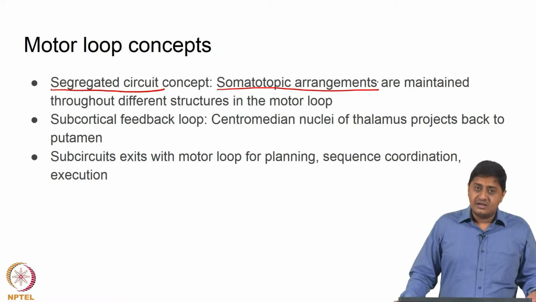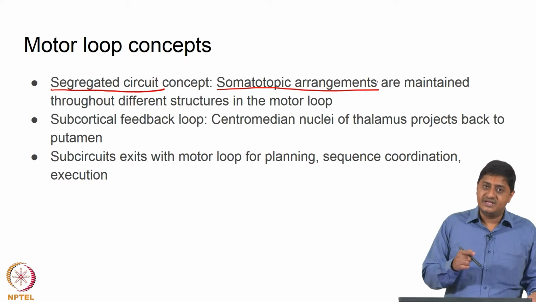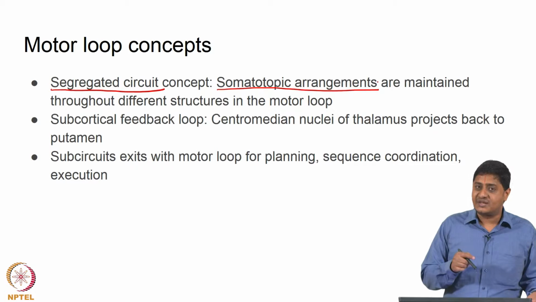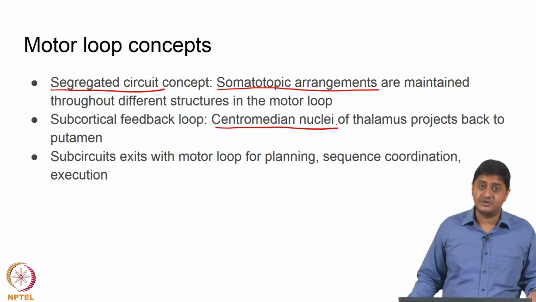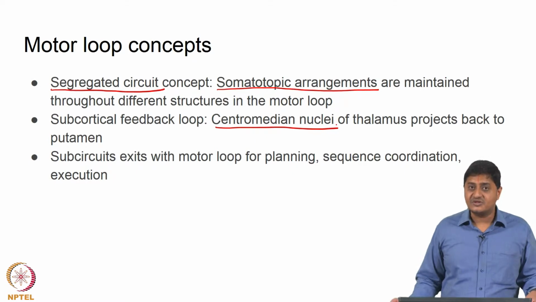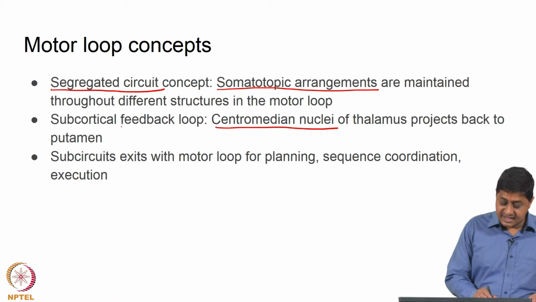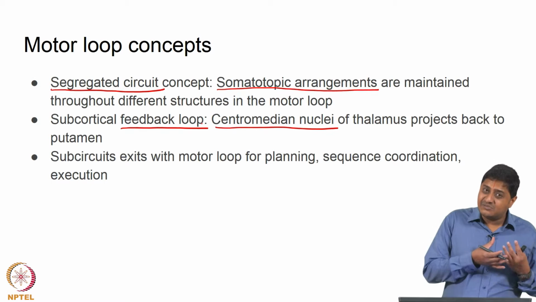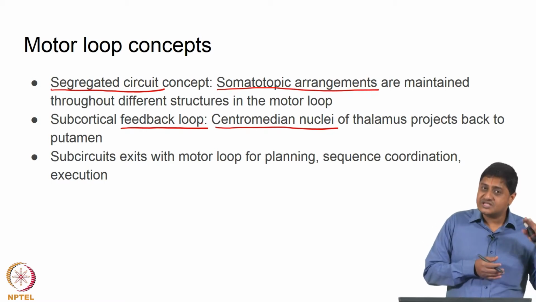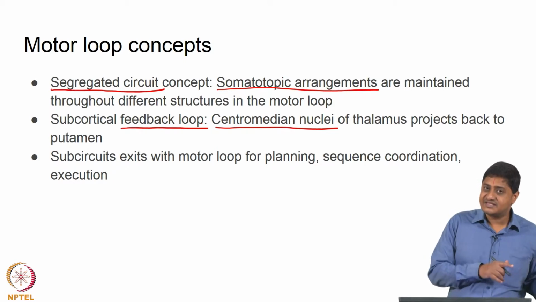And not just that, the thalamus projects to the cortex, that is the major output of the thalamus, but a particular region of the thalamus, the centromedian nucleus, actually projects back to the striatum. So, essentially it acts as a feedback loop. That means the striatum is receiving input not just from the cortex, but also from the thalamus. We discussed this in the previous class.